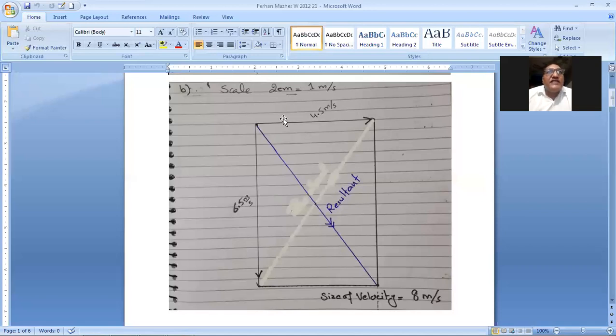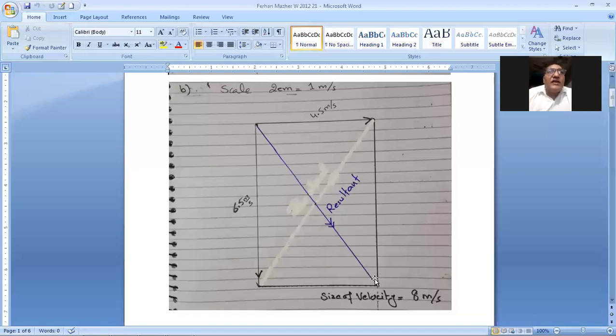Then we will suppose that these two vectors are the adjacent sides of a parallelogram, and we will complete the parallelogram. Parallel to this 13 centimeter line, I will draw a 13 centimeter line here, and parallel to this 9 centimeter line, I will draw a line of 9 centimeter length. So my parallelogram will be completed, and then I will join the point where the tails of the vectors to be added were joined with the opposite corner of the parallelogram. That will be the resultant.